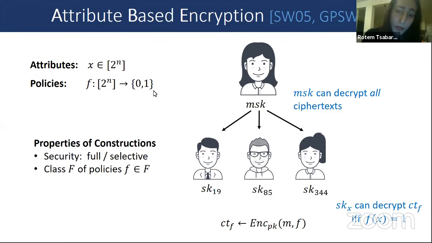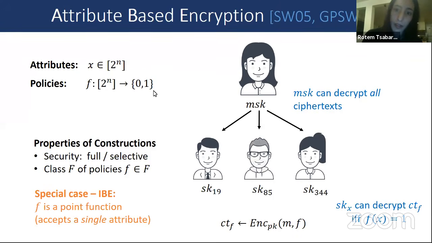Now, another thing I want to mention is that it is mostly interesting to consider the case where the attribute space is exponentially large, because if we have a small number of possible attributes, then it's actually possible to have attribute-based encryption from any standard public key encryption simply by using combinatorial techniques with multiple instances of public key encryption. So we always assume that the attribute space is of size 2 to the n.